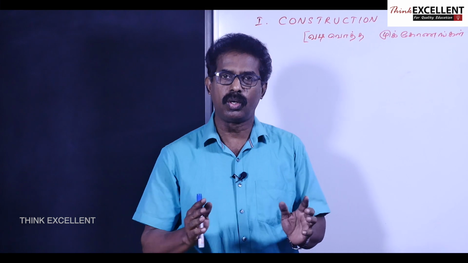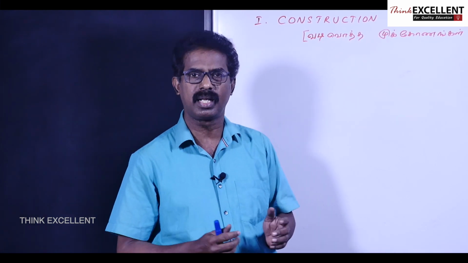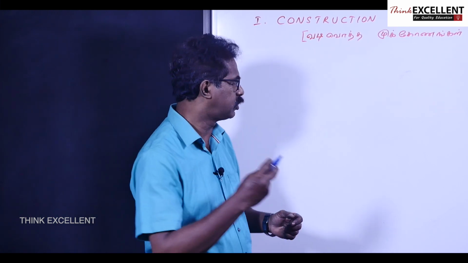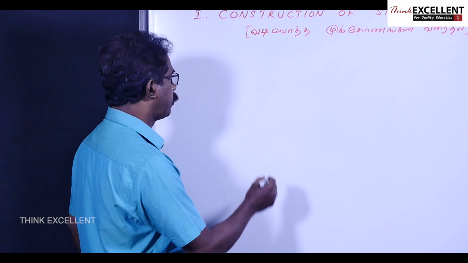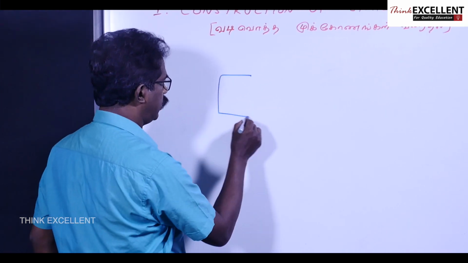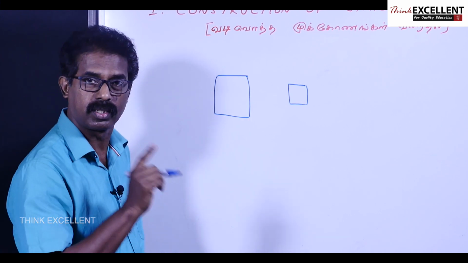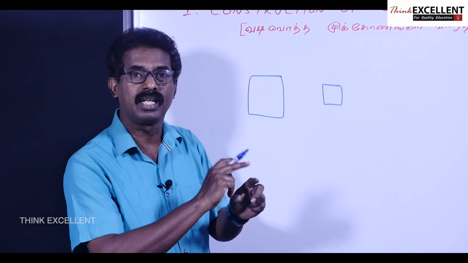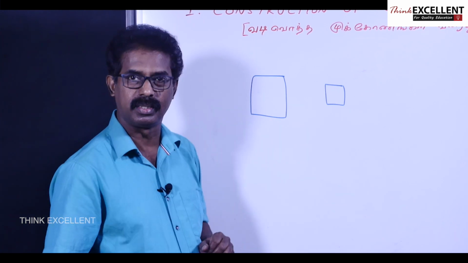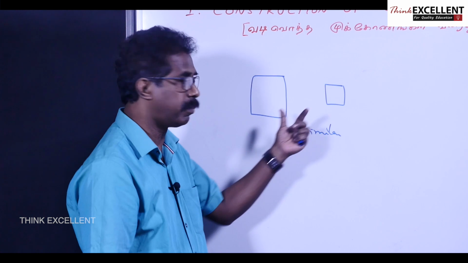You must know the difference between similar and congruent. What is similar and what is congruent? For example, suppose you take your passport size photo and your stamp size photo. Both the photos are your photos only, right? So both are of the same shape, but in different size. So this is similar. Same shape but different size.